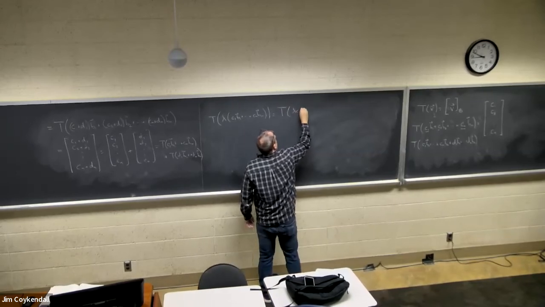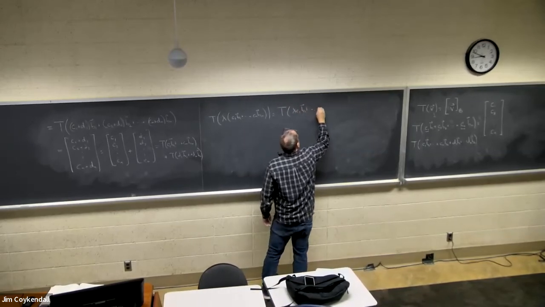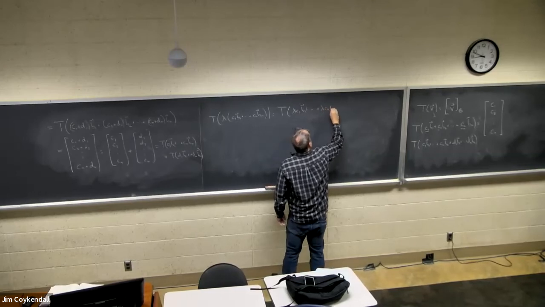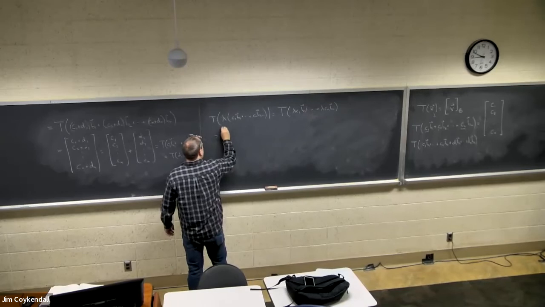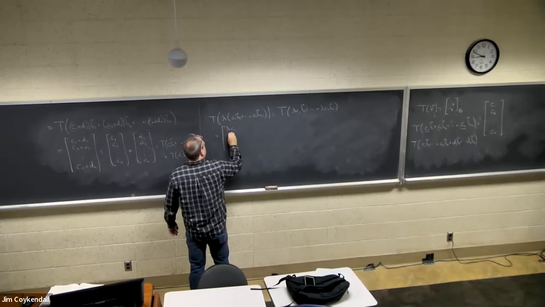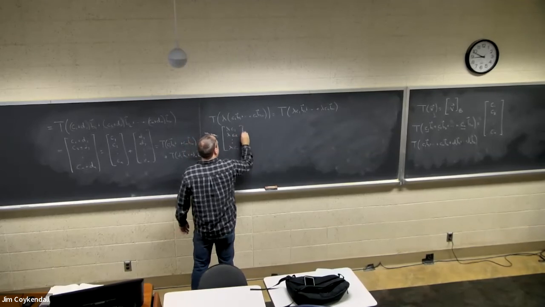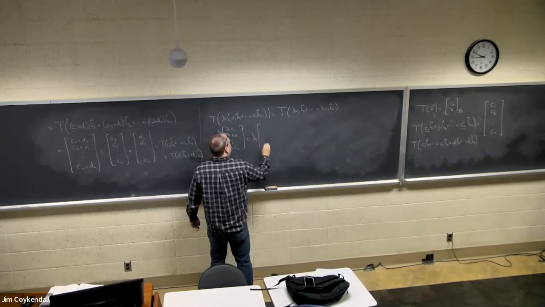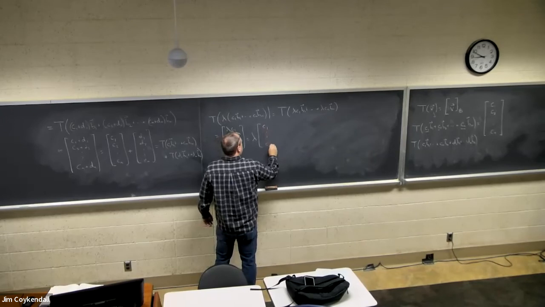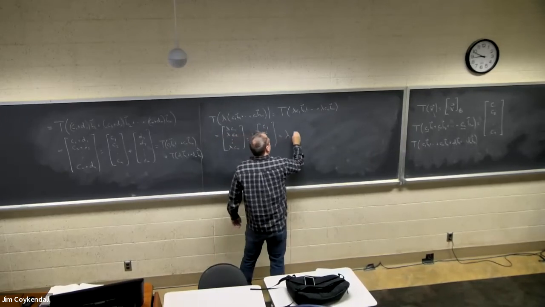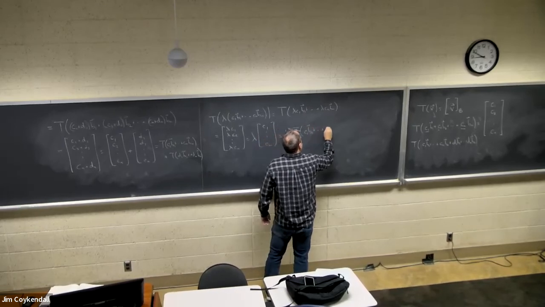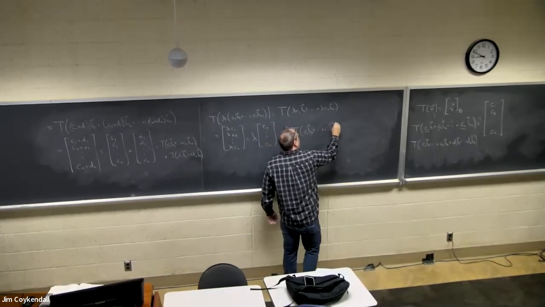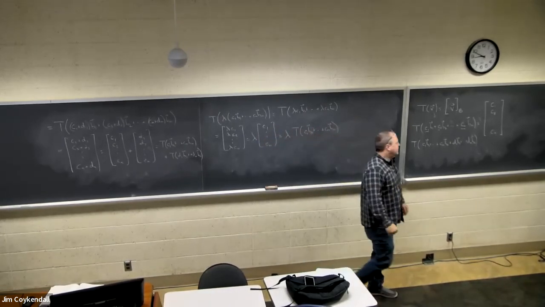T of lambda C1 B1 through lambda Cn Bn, which is lambda C1, lambda C2, through lambda Cn, which is lambda times T of C1 B1 through Cn Bn. So that's the linear transformation.